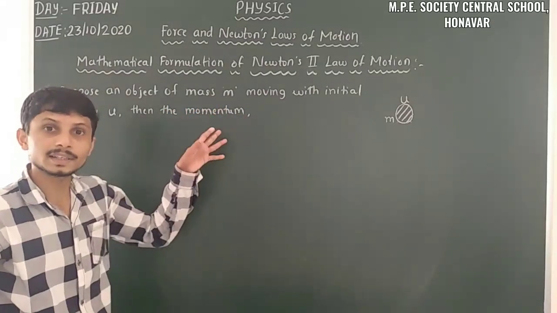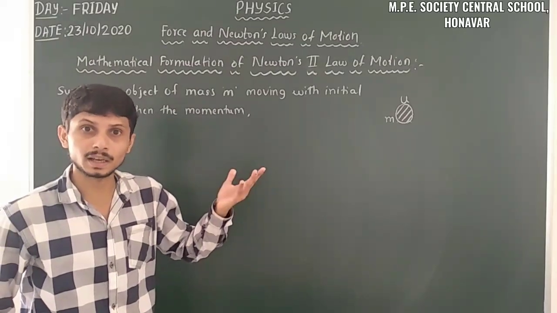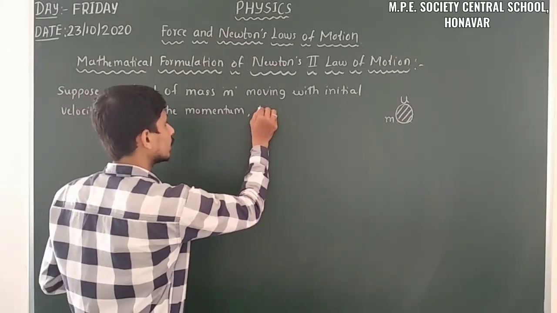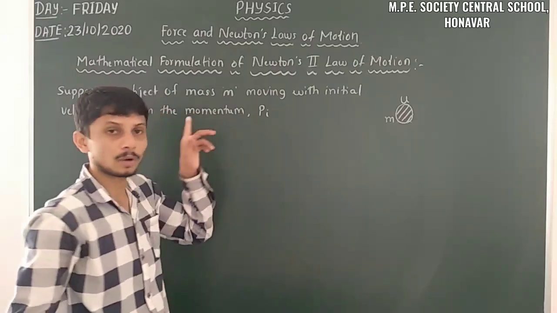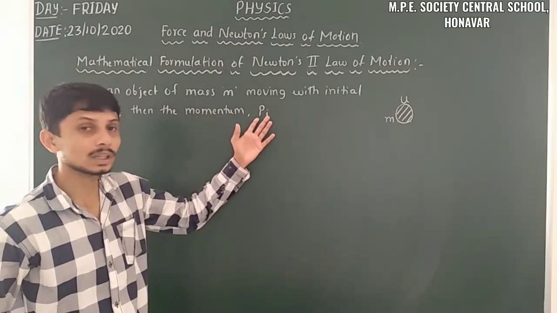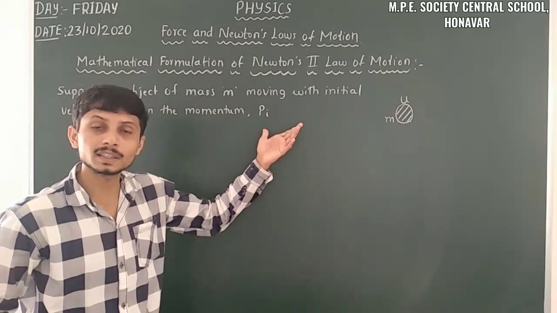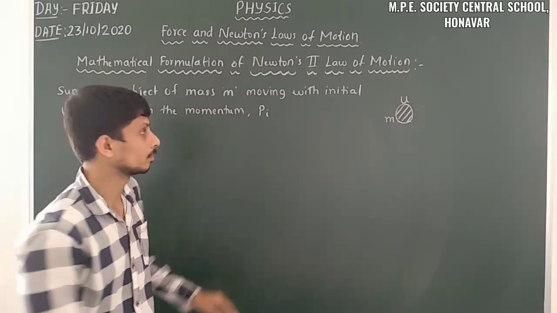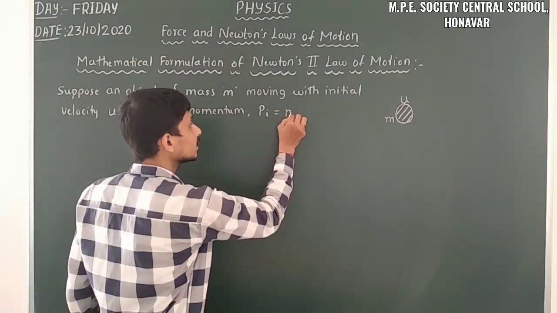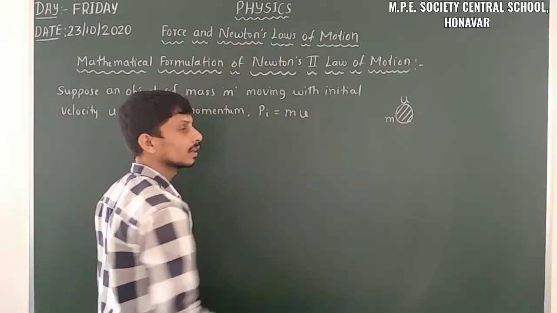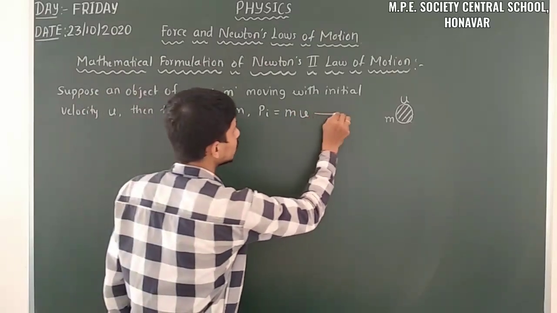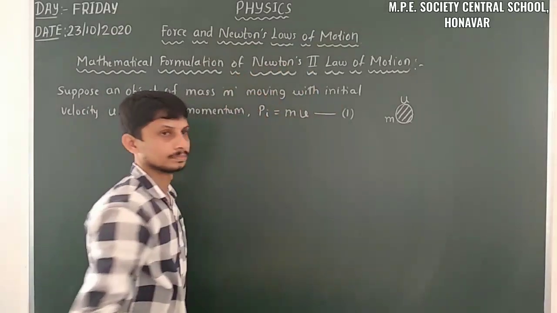Here I will take it as p i, because I take p initial. P means momentum, we already know that. So here we are representing momentum by p. p i is equal to mass into velocity. What is the velocity here? m into u. So I will consider this as equation number 1.